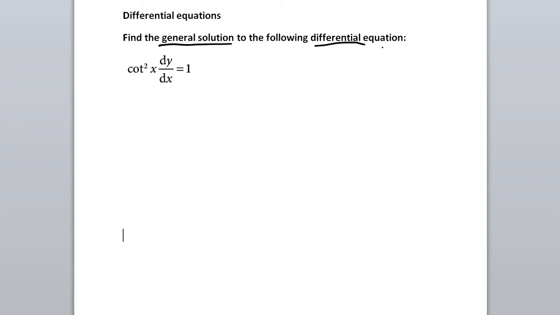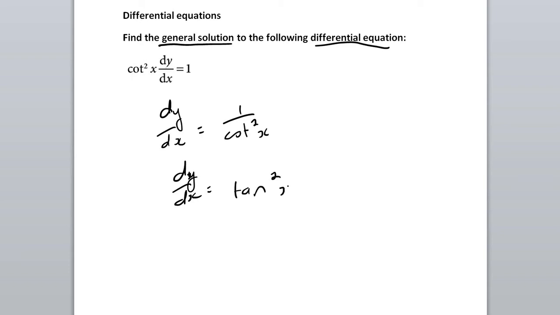Okay, so they ask us to find the general solution to the following differential equation. Now a differential equation normally has a dy/dx in there. So the first thing I want to do is make dy/dx the subject. So dy/dx is equal to 1 over cotangent squared of x. Now I notice that 1 over cotangent is normally tan, so 1 over cotangent squared is the same as tan squared, so dy/dx is equal to tan squared of x.